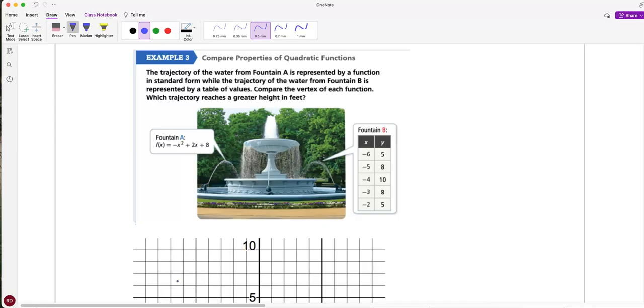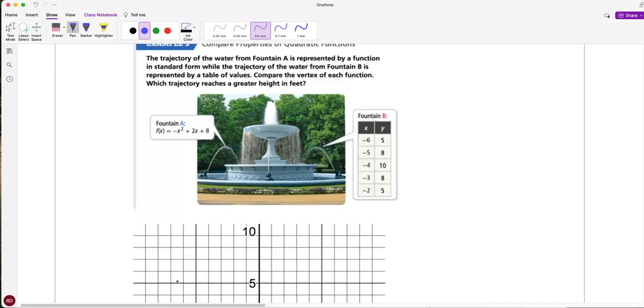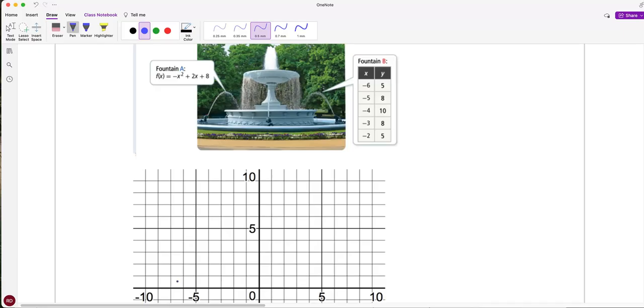The trajectory of a water fountain A is given by this function in standard form. And the trajectory from B is represented by this table of values. Okay. So compare the vertex of each function, which trajectory reaches a greater height. Okay. So if I look at the table of values, the y values go from 5 to 8 to 10, 8 to 5. So that's the highest value right there. It's 10. So I got to figure out what is the highest value here.